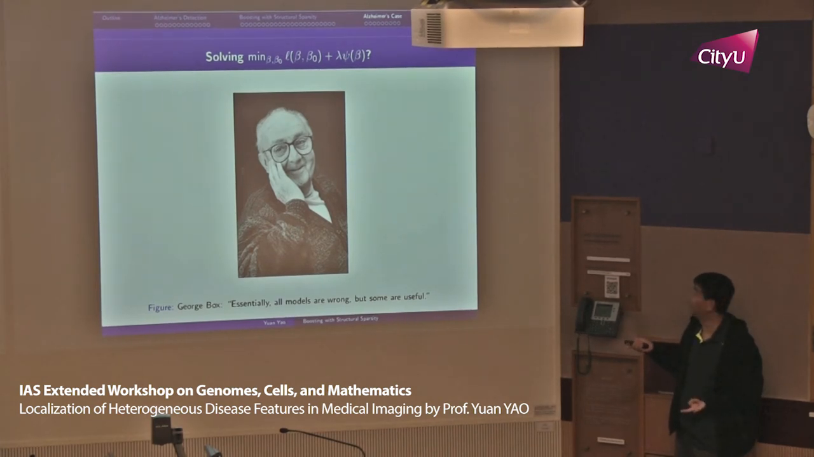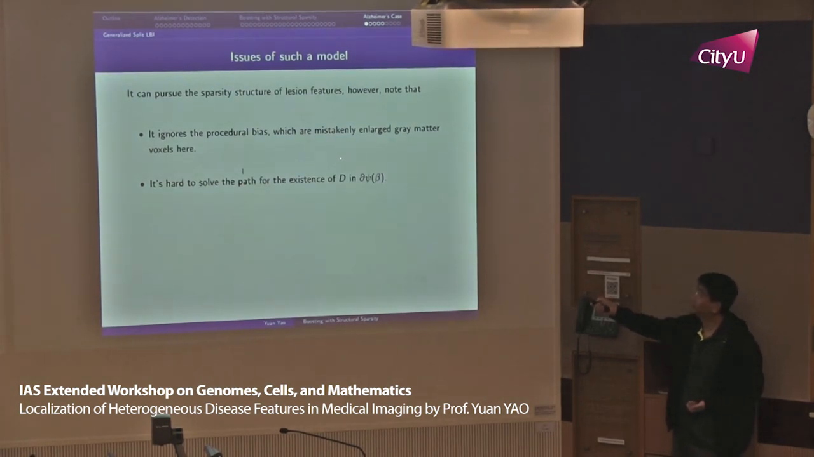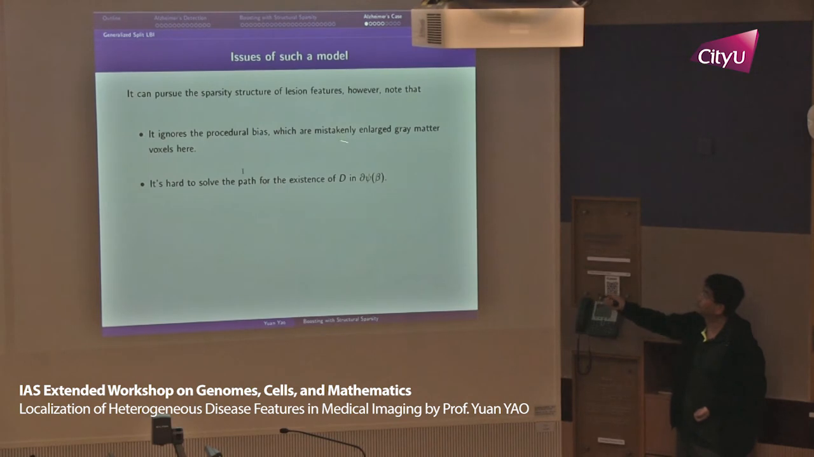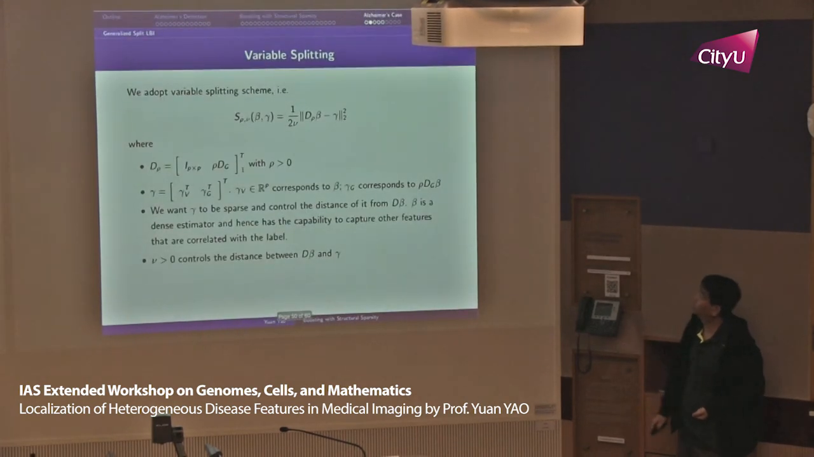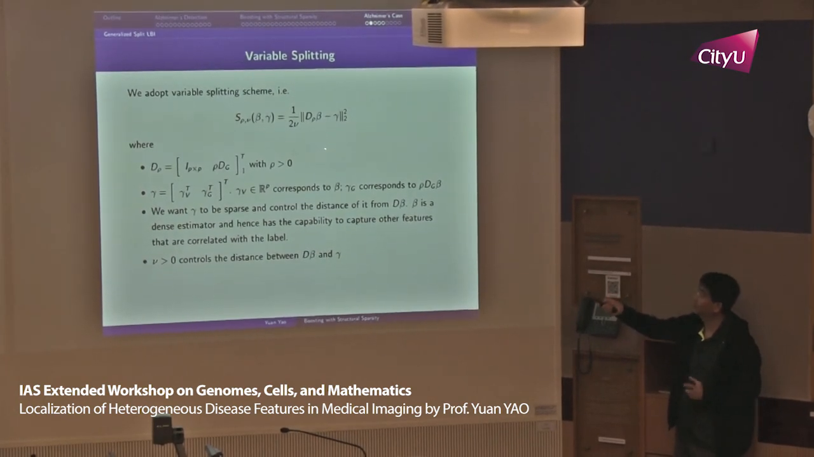So what's wrong with this model? This model never pursues the procedure bias, because the prior assumption comes from the lesion features. It just ignores the procedure bias, which is mistakenly enlarged by gray matter loss, as we introduced before. And also, it's hard to solve the path because of the involvement of this non-trivial D. But the variable splitting in our method can simultaneously solve this issue.